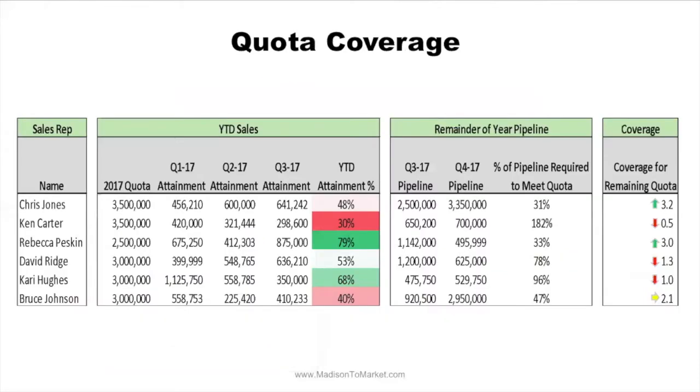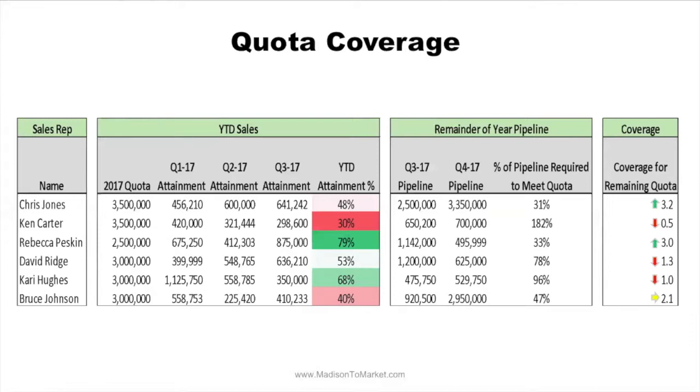Taking the next step is this quota coverage. So all sales organizations, all organizations should have a tool like this in place. This tool analyzes the rep's expected performance over the course of the year. It leverages year-to-date performance, which is the past data, along with the health of the pipeline for the remainder of the year, which is the future data.